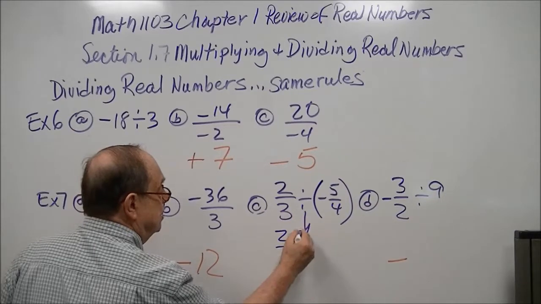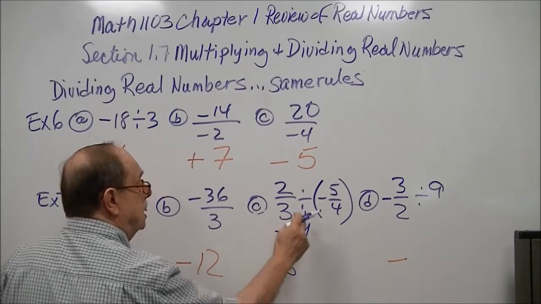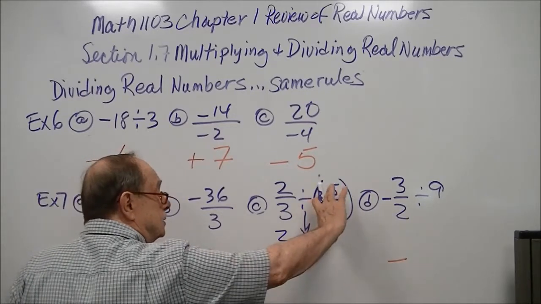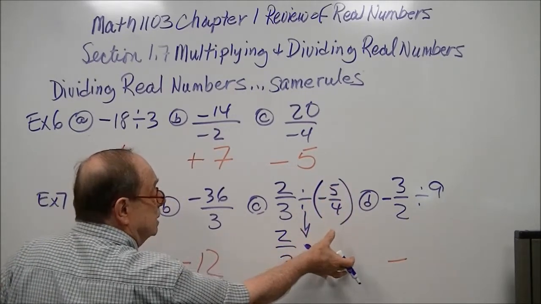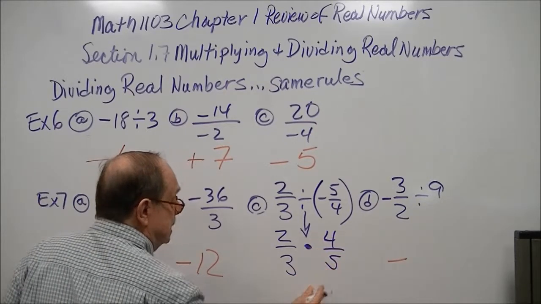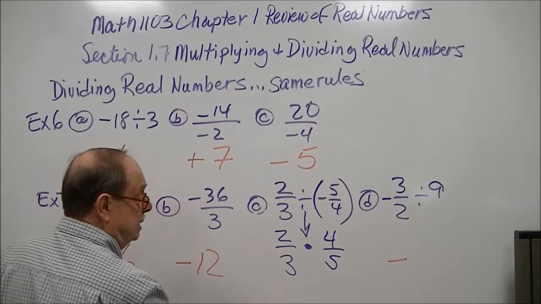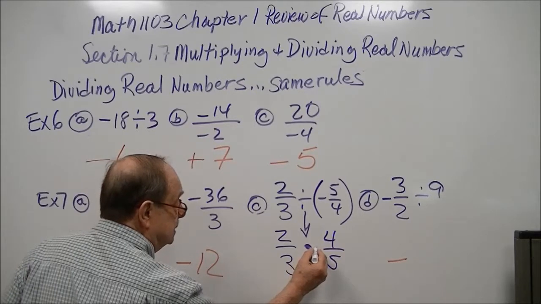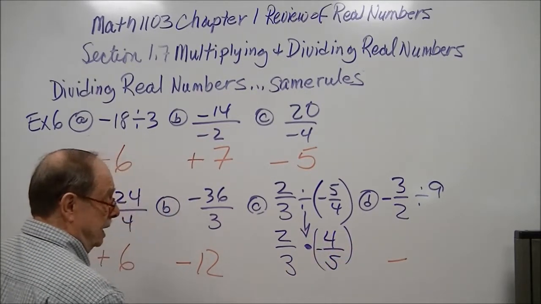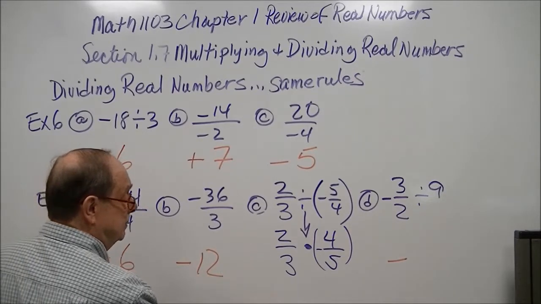We take the multiplication, the division, change it to multiplication. Now take the reciprocal of that, and that would become 4/5. Now remember, we determined the answer is going to be negative. Otherwise, you'd have to stick that negative in there so you don't forget. But we've determined it's going to be a negative.